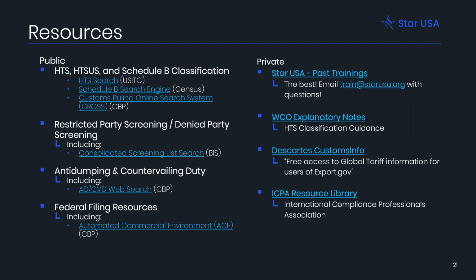Descartes has a customs info service that provides free access to global tariff information for users of export.gov. It's limited visibility, but you can actually look up with some level of confidence the different HTS codes in different countries and the duties and taxes that may apply to some of those. It's not considered to be entirely authoritative, but it's a good initial check.